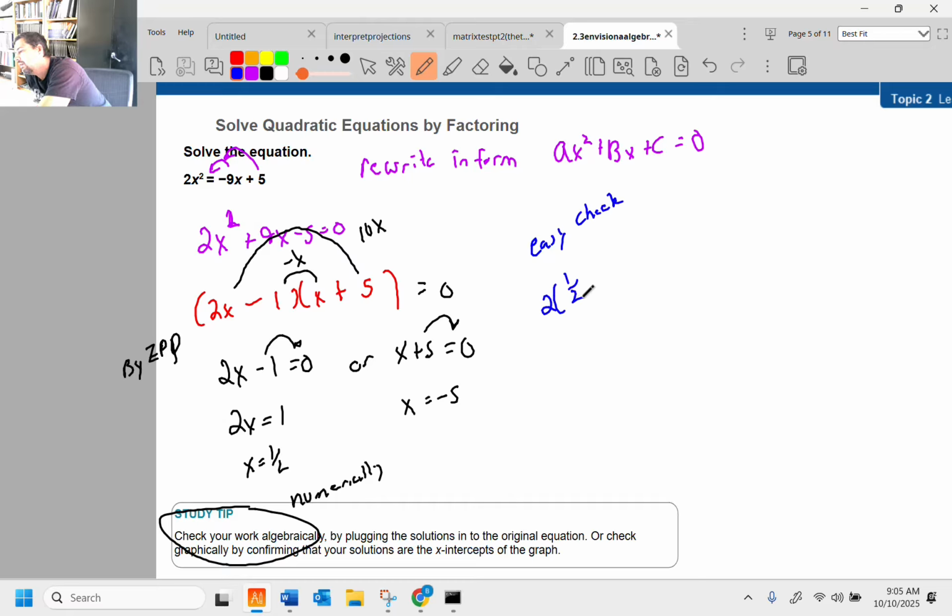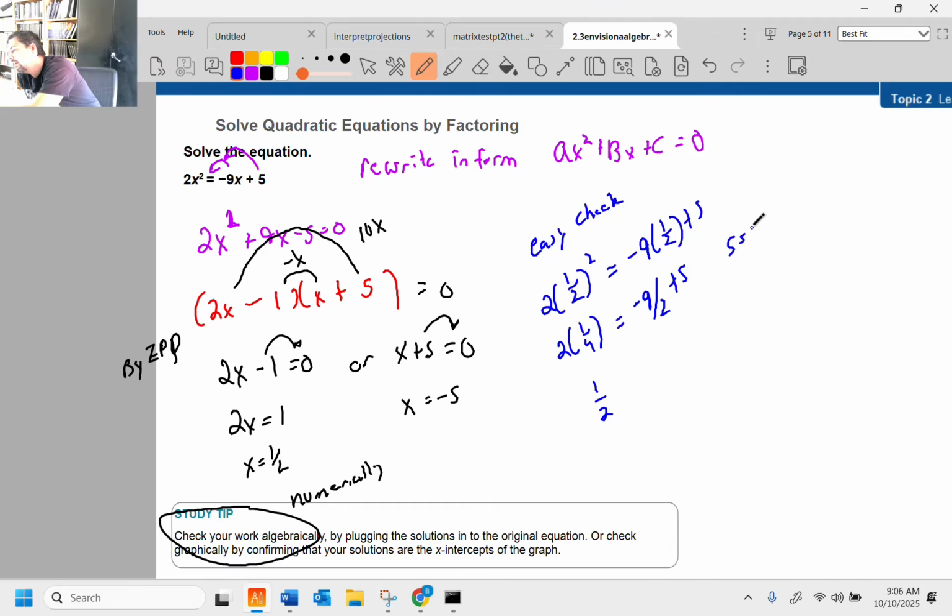2 times a 1/2 squared should equal -9 times a half plus 5. Of course, now the numerical train of thought has disappeared largely because of calculators. If we take a half and square it, we get a quarter. That's 2 times a quarter. Over here, we'd have -9 halves plus 5. 2 times a quarter would be 2 quarters, which is a half. You can think about 5 as 10 over 2. And -9 over 2 plus 10 over 2 is a half. So that answer works out because we have equality.